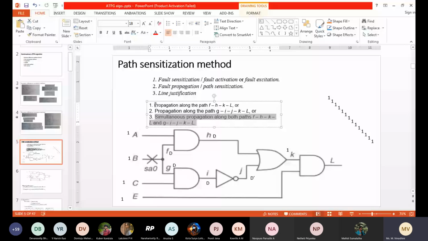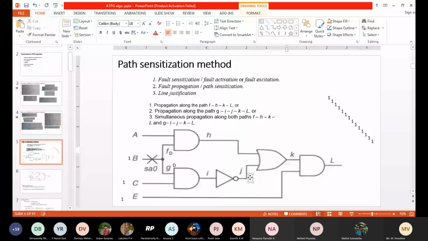Now let us try with the second one. Let me delete everything, then only then you will understand. Okay, now freshly I'm starting with the second path. Each and every path you have to take it as fresh.